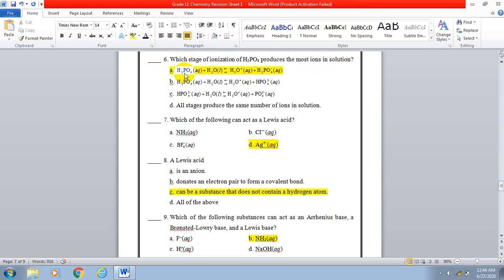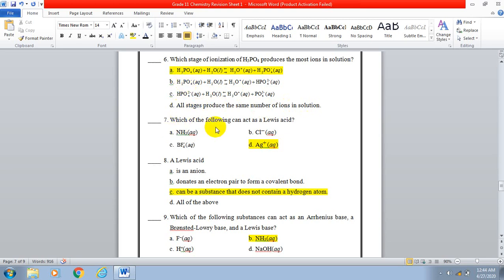A. H3PO4 aqueous plus H2O liquid, a reversible reaction, gives H3O plus aqueous and H2PO4 minus aqueous. This is the correct option, as it produces the most ions. The rest are quite different. Or do all stages produce the same number of ions in solution? No, this is absolutely not, they must be different.